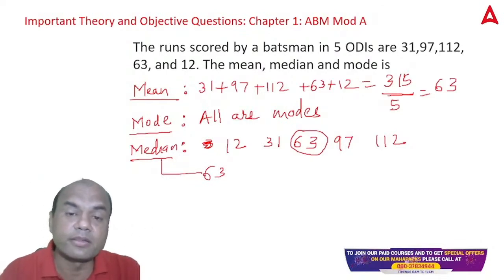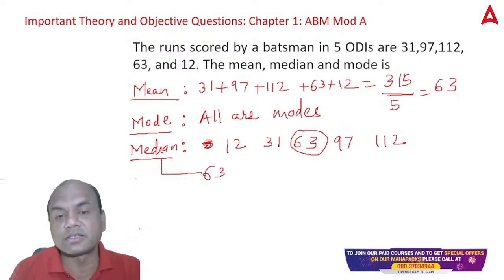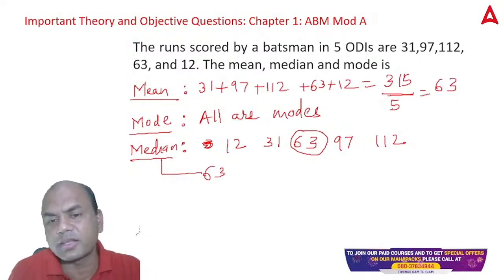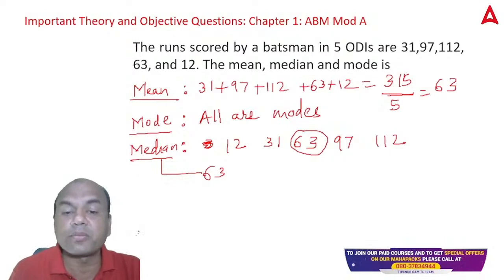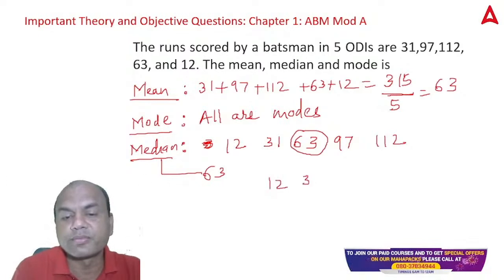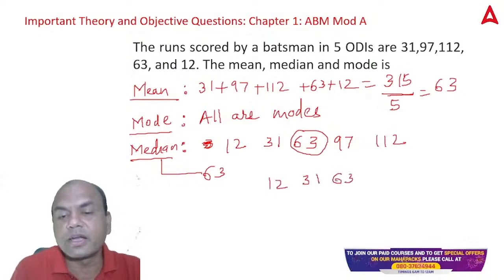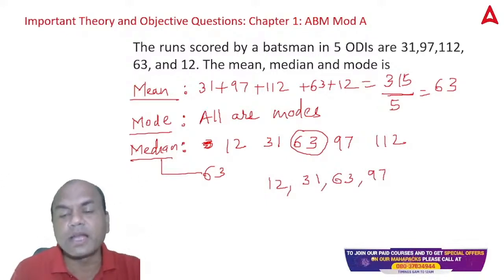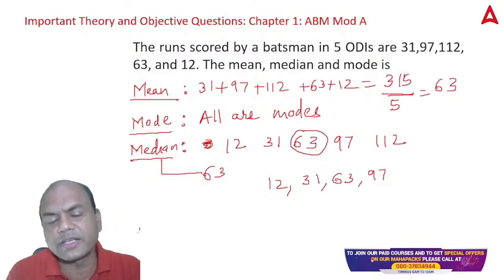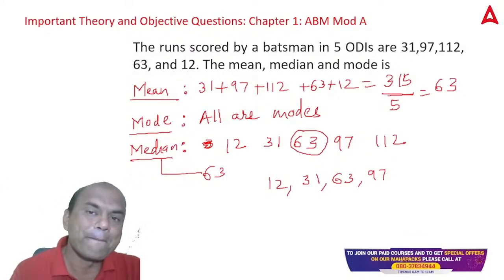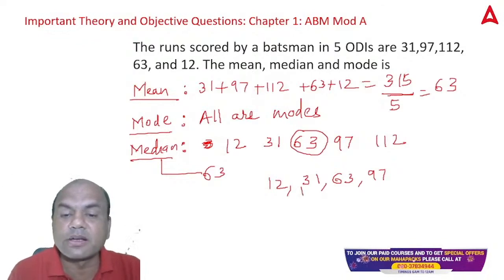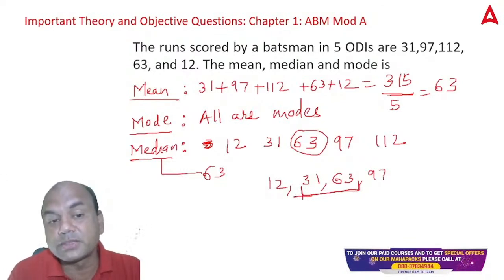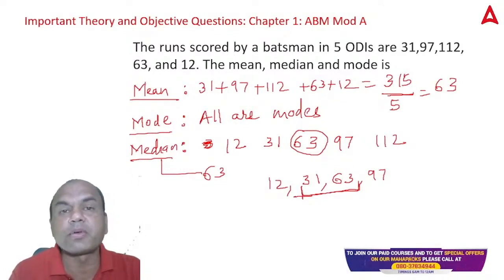How to find out the median? Arrange them in serial order. Now you'll ask me, sir, this is odd. That's why it's easy. Suppose there were only 4 numbers, 12, 31, 63 and 97. In that case, what do we do? The same logic: arrange them in serial order and take the 2 central numbers. Find the average of these, the mean of these. So 31 plus 63 upon 2.